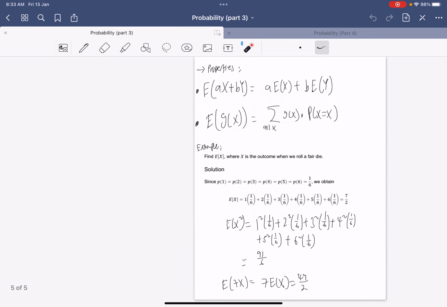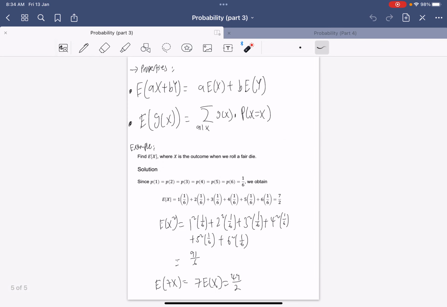So with that, there are certain properties of expectation, and the first one is the linearity property. So the expectation of aX plus bY is just a times expectation of X plus b times expectation of Y. The proof of this is given in the textbook by Sheldon Ross, A First Course in Probability, so I won't go through it.